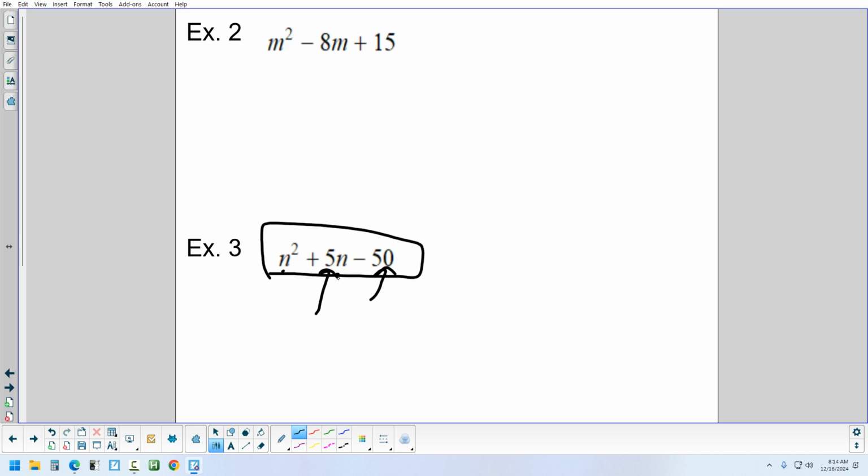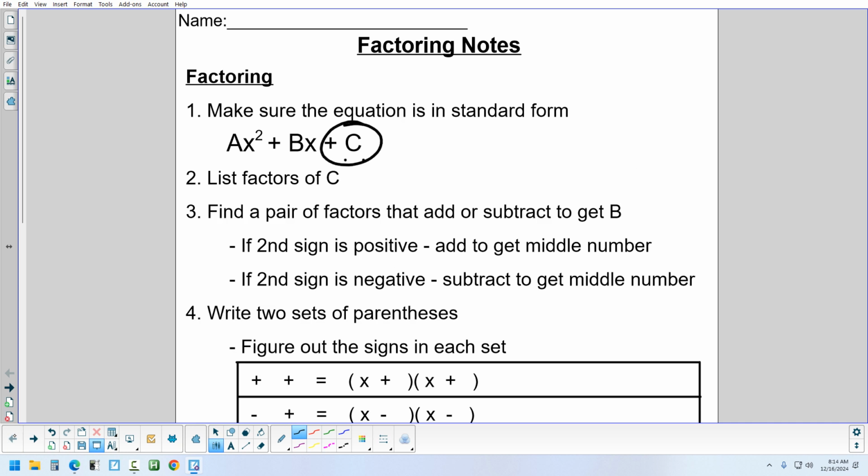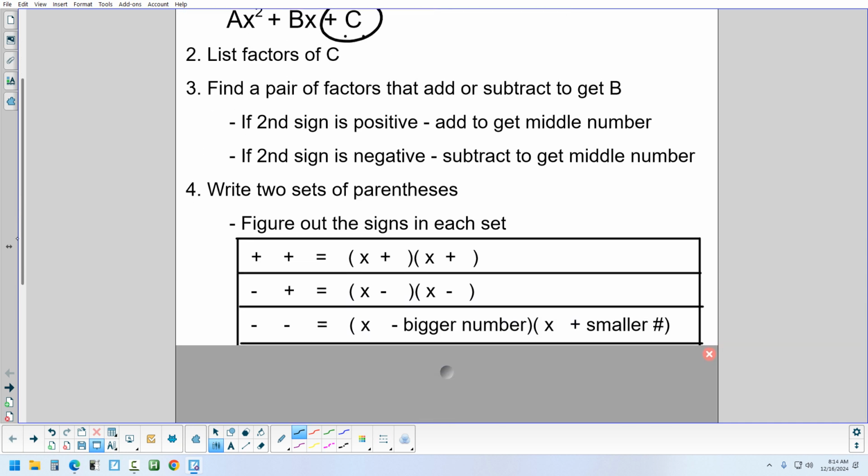So you might think, oh, well, 50 times 1 is 50. Yep, that's true. But now, if you add them together, you get 51. That's not the number in the middle. And if you subtract 50 and 1, you get 49. That's not the number in the middle either. So there's got to be something else besides 50 times 1 that gives you 50. All right, so we'll practice that.